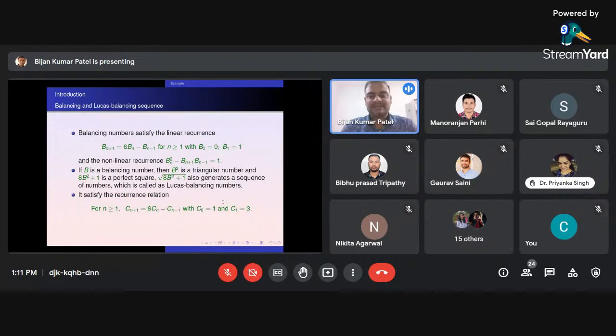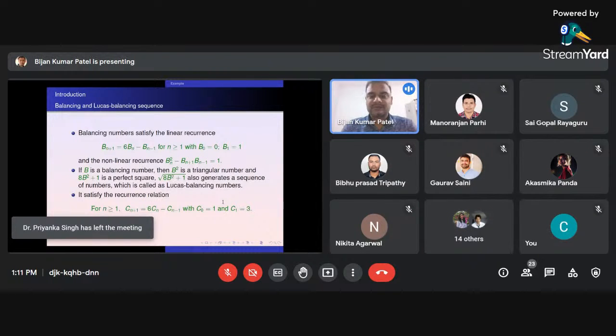So if b is a balancing number, then the square of these numbers are triangular numbers. And as we said, 8b square plus 1 is a perfect square. One interesting thing is that if we take the square root of 8b square plus 1, it generates a new sequence called the Lucas balancing sequence, which satisfies the same recurrence relation as balancing numbers, that is Cn plus 1 equals 6Cn minus Cn minus 1. The initial conditions are different, with C0 equals 1 and C1 equals 3.